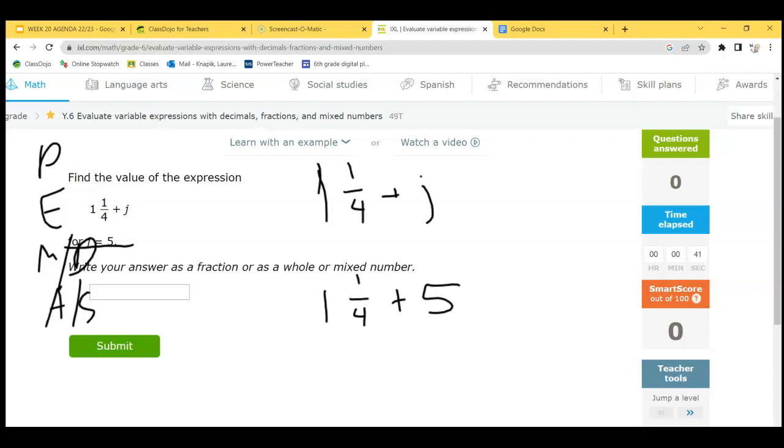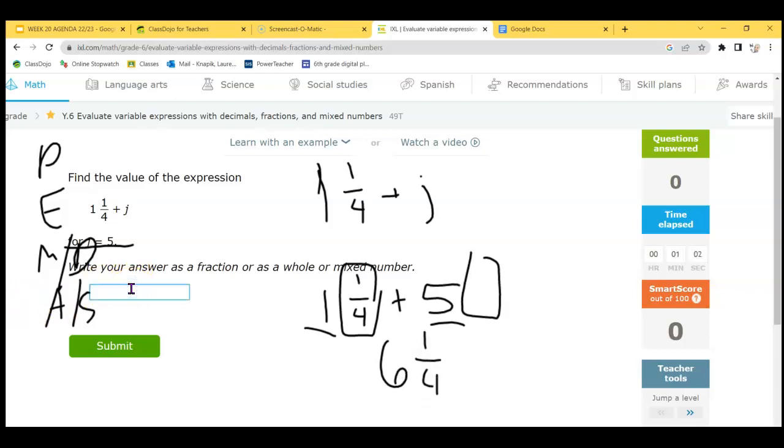Well, I only have one fraction here, so I don't need to worry about making my denominators match necessarily. If I had a fraction on this side, then yes, my denominators will have to match. But since I only have one fraction, they don't have to. I can just go ahead and add my whole numbers of 1 plus 5 gives us 6 and 1/4.